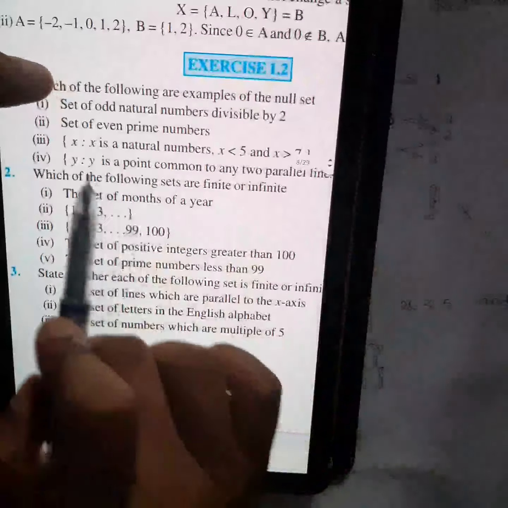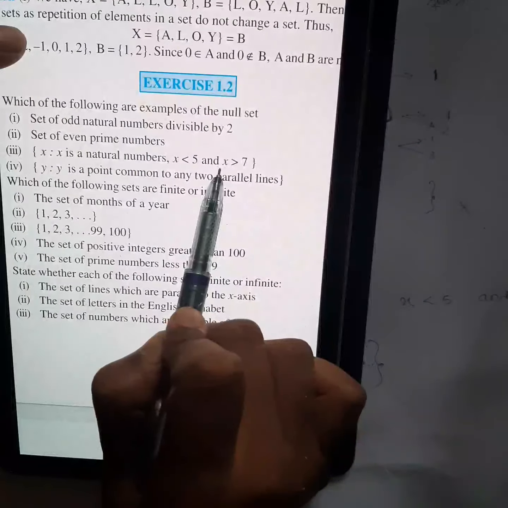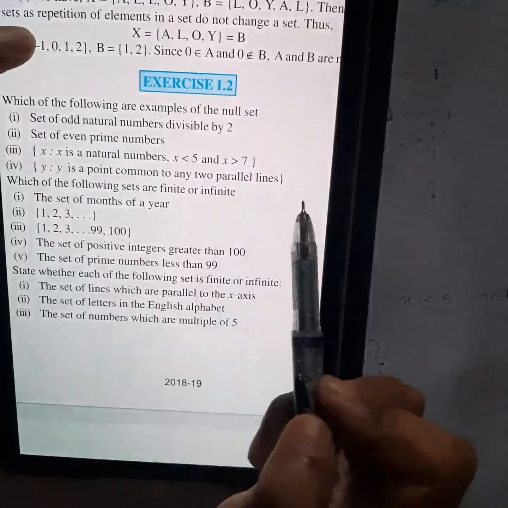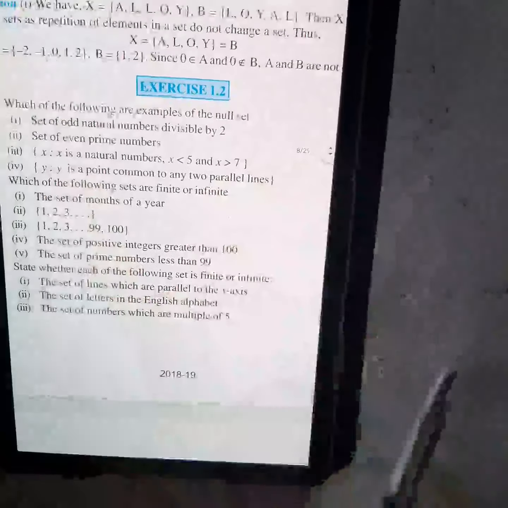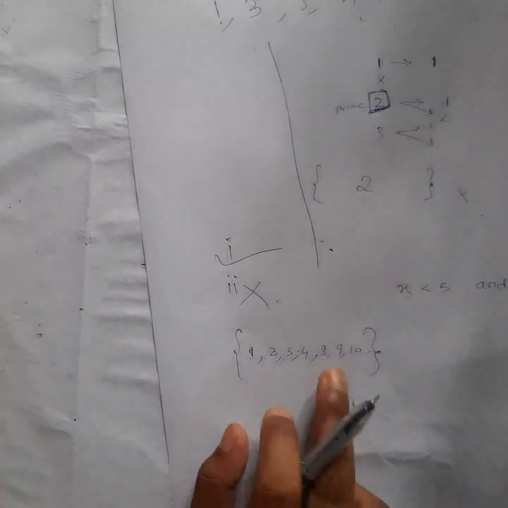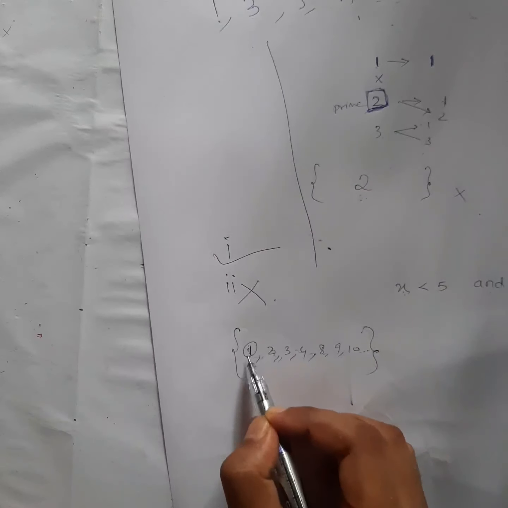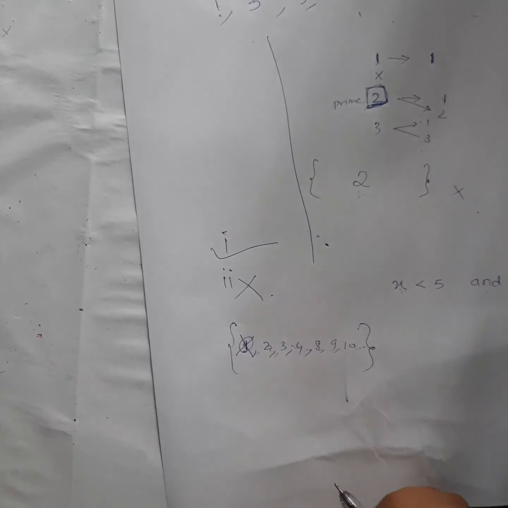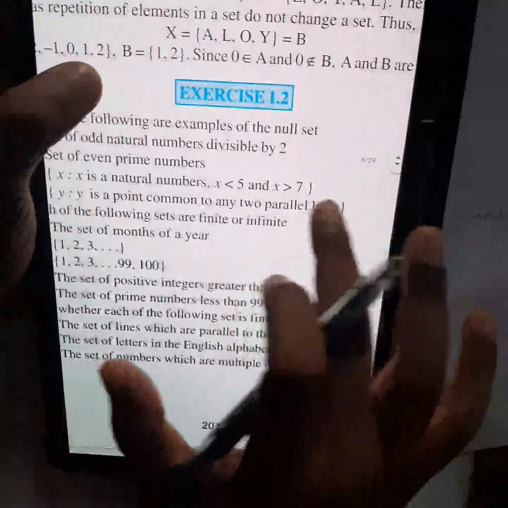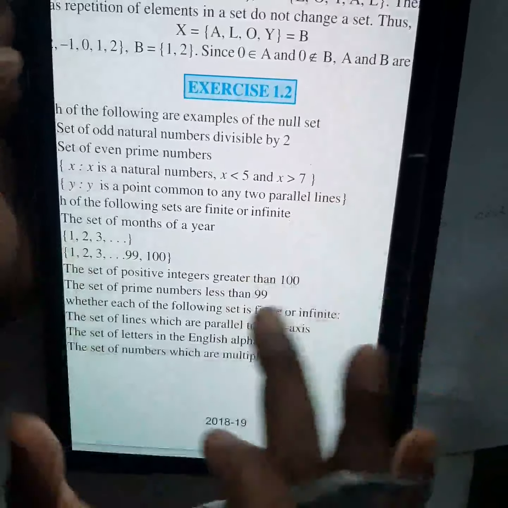The reason is, what they want to say here is x is a natural number, and x is less than 5 and greater than 7 simultaneously. Means at the same time, the element which you have here must be less than 5 and also greater than 7. Now 1 is obviously less than 5, but it is not greater than 7, so you cannot include this element. That's what they wanted to say here. It should be simultaneously. They didn't mention it here, but it should be there. That's why they have said this is a null set.